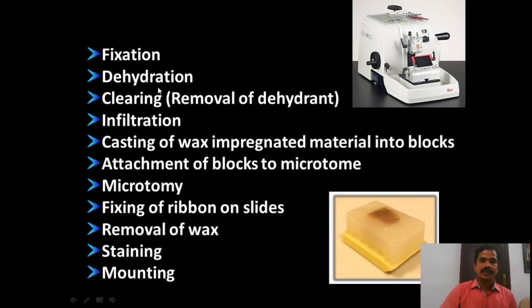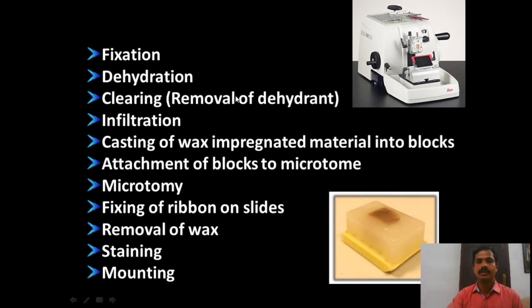The first one is fixation of the specimen collected. Different killing and fixing fluids are used for fixation of the specimen. Then dehydration, that is the removal of water content of the specimen. Then clearing, that is the removal of the dehydrant, the solution which is used for dehydration.